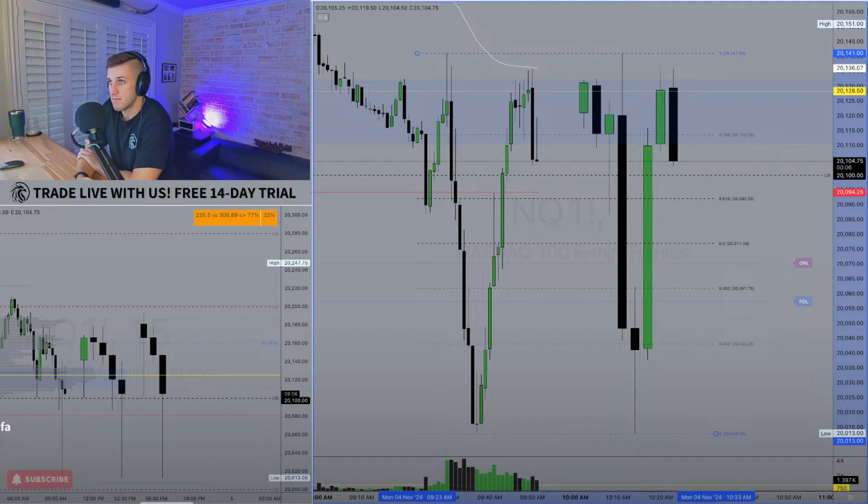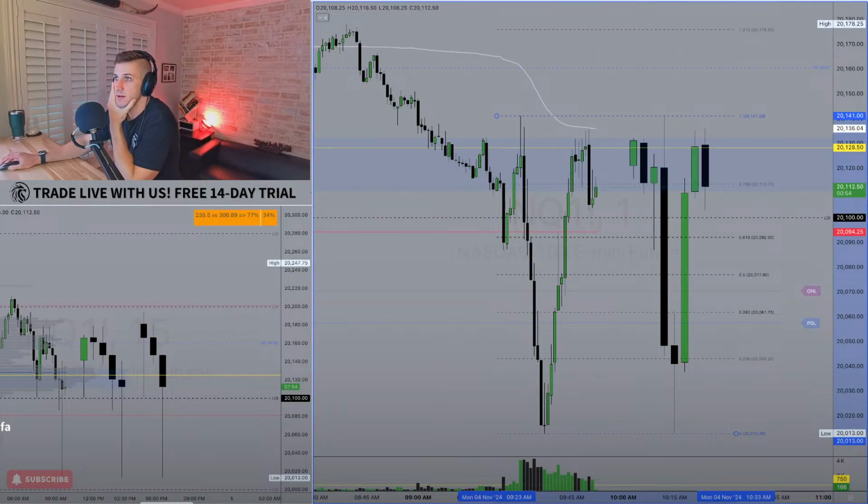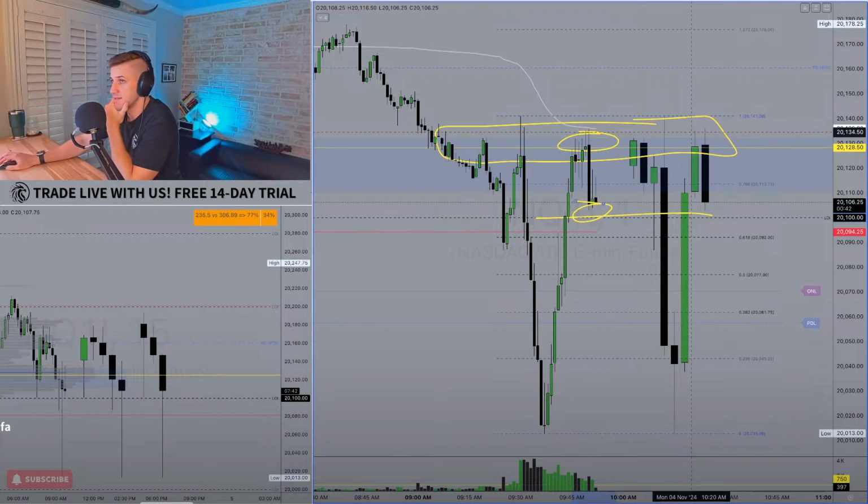But pretty responsive buyers down there. Now sellers showing up versus VWAP, session high, session volume point of control. It's a tricky spot here because you have all of this overhead. And then you have the 100 level of interest right here. So if you're short from VWAP, probably want to cover some risk into the level of interest.